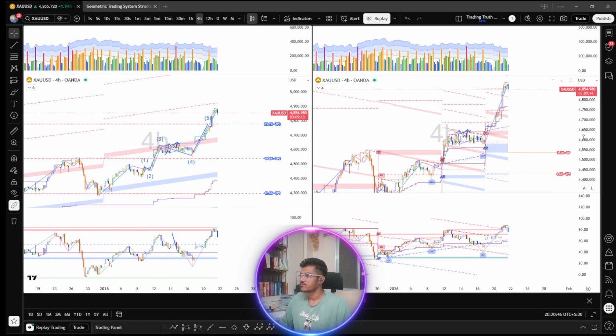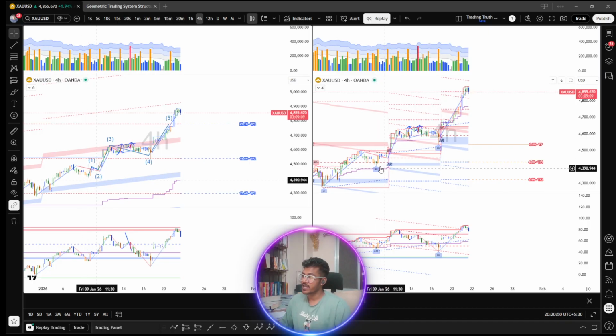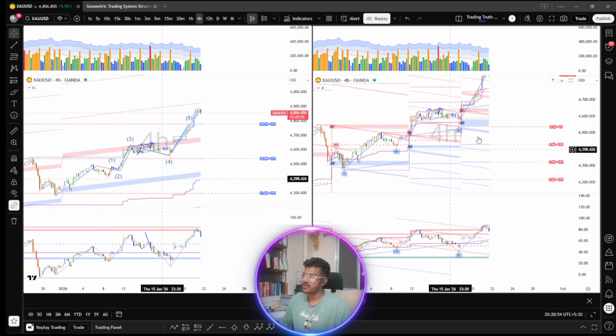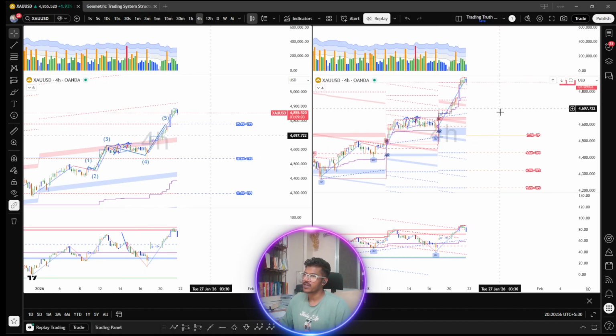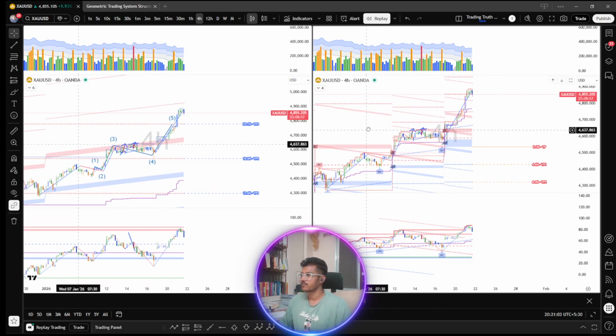Anyway, my point being is, we had backing up action. First, it started with a spring, backing up action, right? And from the Wyckoff perspective, these are the optimal points to take a trade, okay?